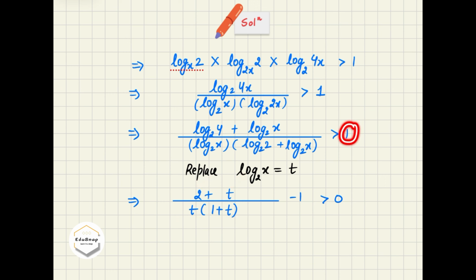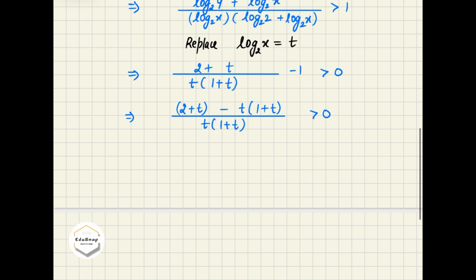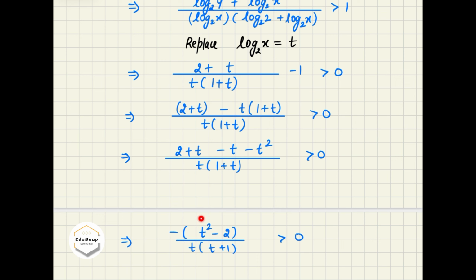And now we will bring this one to the left hand side. Then we will take the LCM here. Okay, after taking the LCM, we have this part. So now multiply this t with the 1 and the t. So you will get this expression. Okay, now this t is going to be cancelled out, and you will have t square minus 2 here. Okay, and we just took the negative common. Now I will multiply with the negative. So obviously this term will become positive, and this is going to change the sign here.